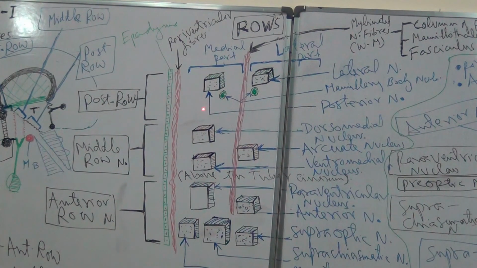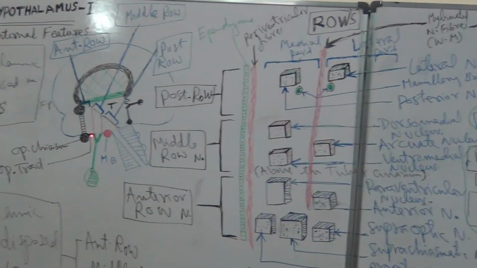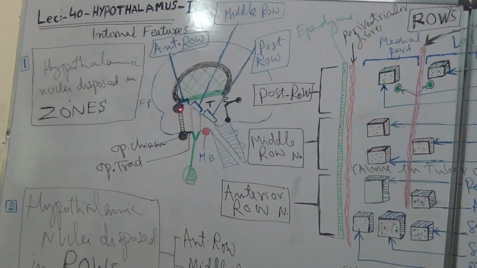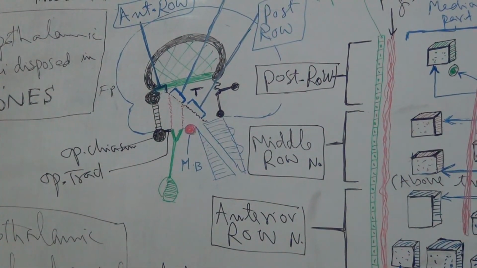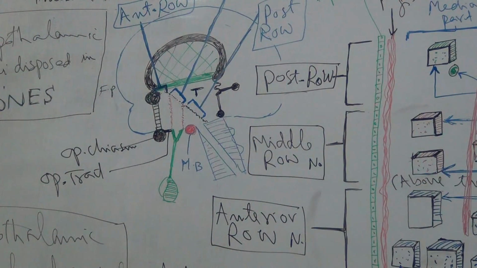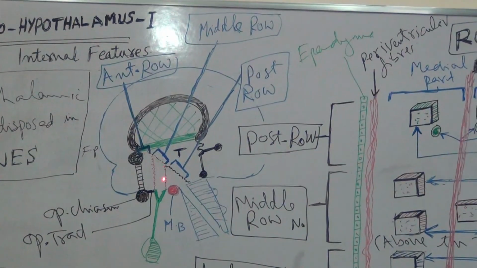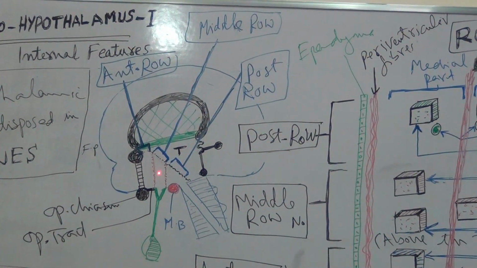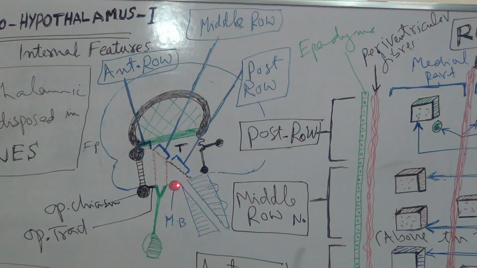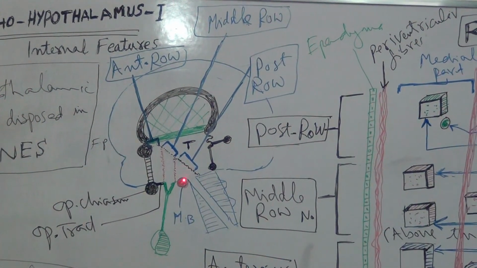The anterior row nuclei lie above the level of optic chiasma and optic tract, adjacent to the lamina terminalis. Then the middle row nuclei are located above the level of tuber cinereum. And then the posterior row is above the level of mammillary body.